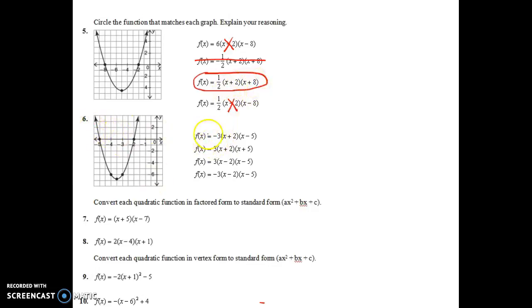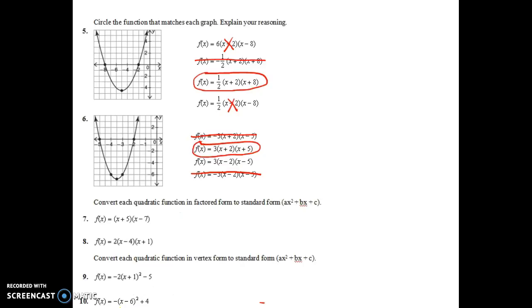Working with number 6, same thing. It's opening up, so it cannot be the negative values. And then I look again, I have an x-intercept at negative 2, and the only one that gives me a negative 2 is that second equation. So we were working on our a values, and we were working on our x-intercepts in Chapter 2.